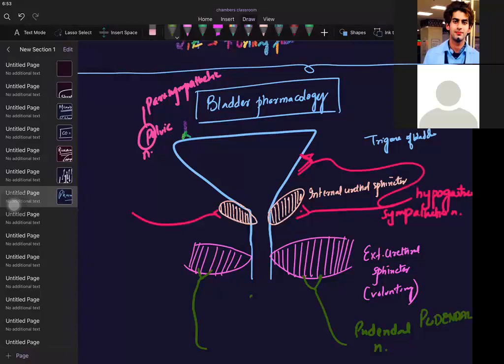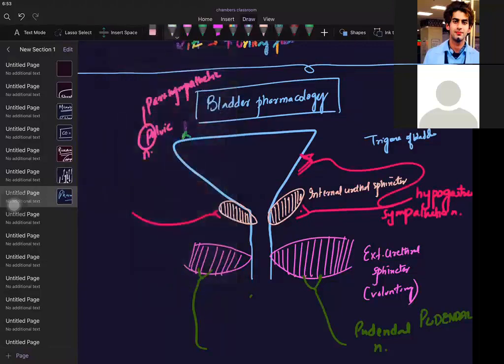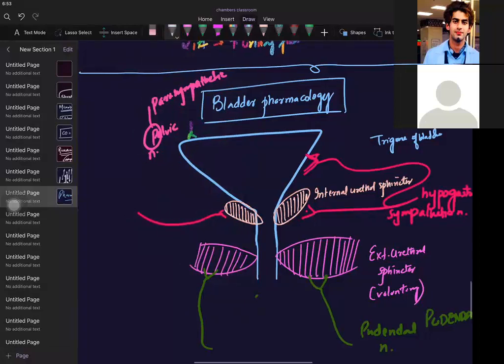Now the pudendal nerve is containing what type of receptor? Let us write some receptors first. So what receptors are present on your bladder? Which muscarinic receptors do you have on the bladder? M3. I have taught you, isn't it? M3 receptors on the bladder. Which other receptor? The same nicotinic receptors are here, so I have nicotinic receptors.